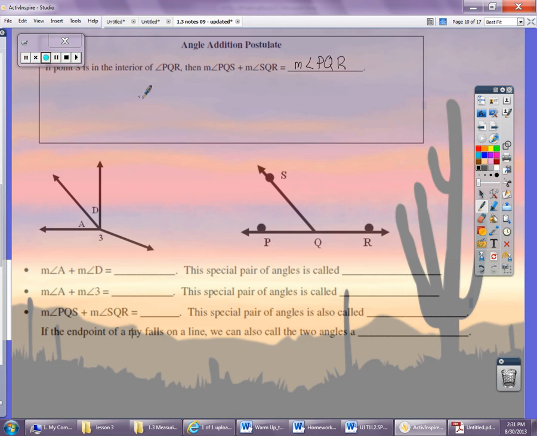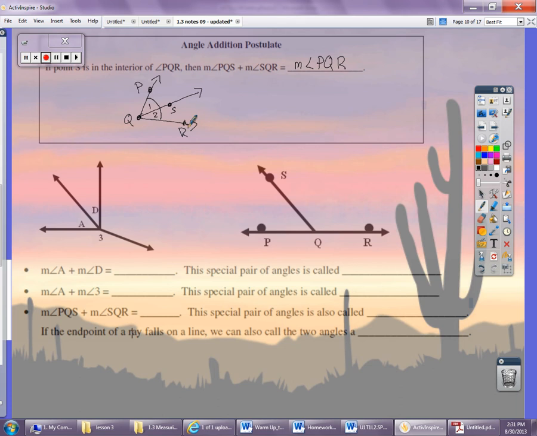So it's saying if we have an angle here, we have our angle, and we have angle PQR, and point S is on the inside. So here's S. It's saying that angle 1 plus angle 2 equals the entire thing. So angle PQS and angle SQR is going to equal angle PQR.